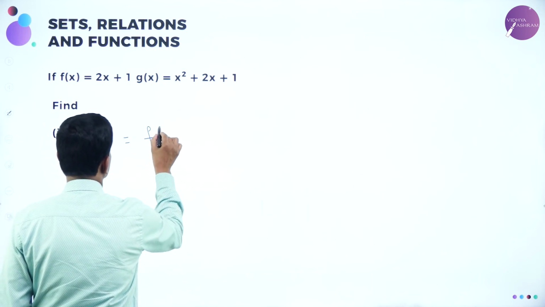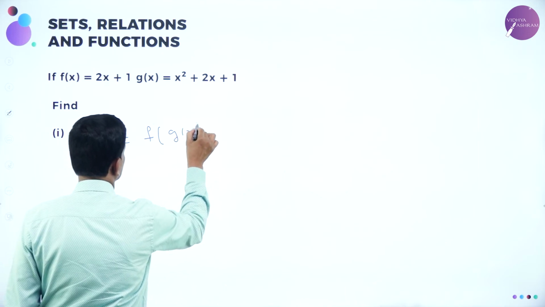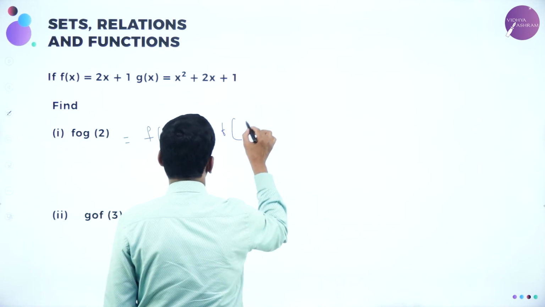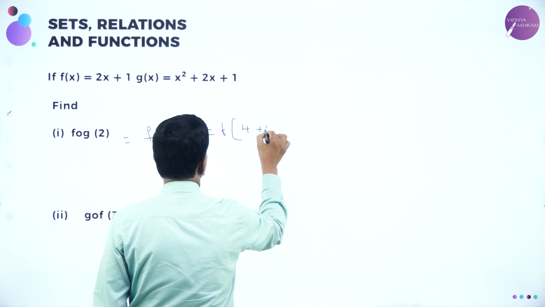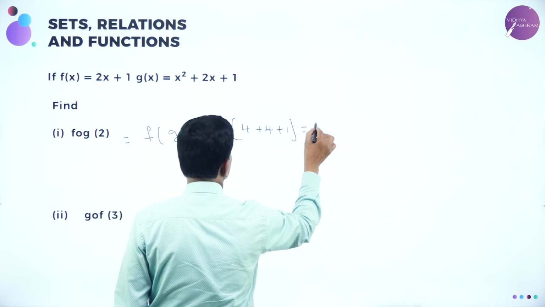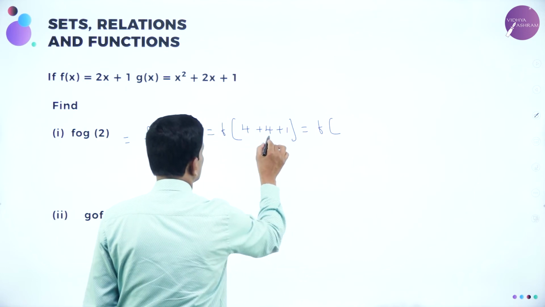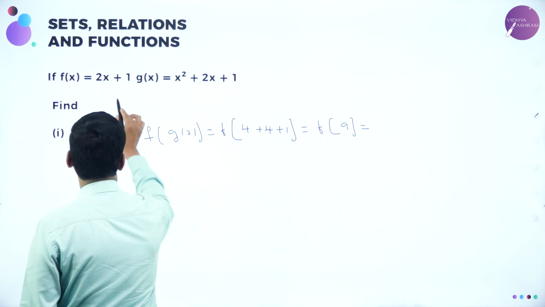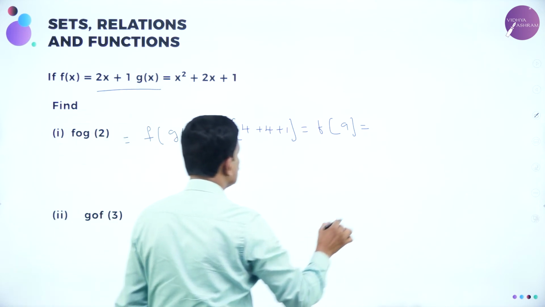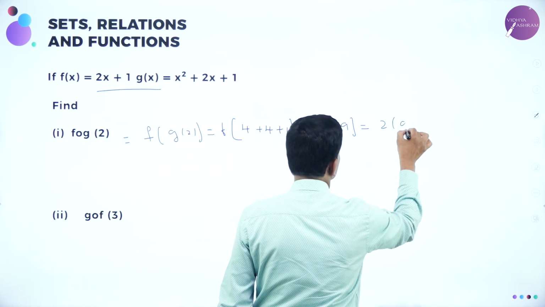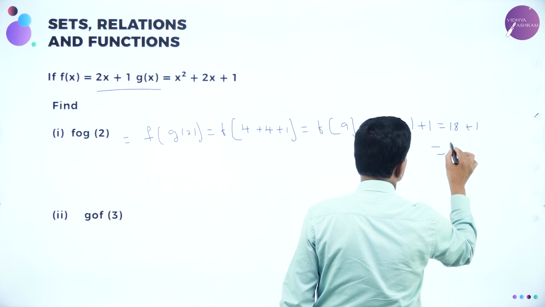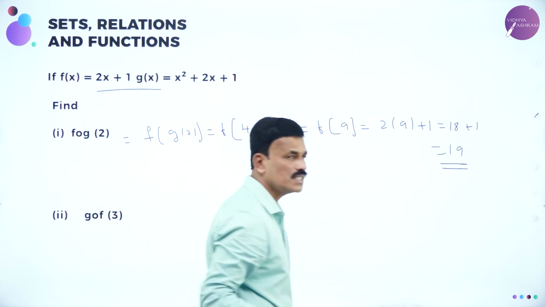F naught g of x is f of g of x. Just put x is equal to 2. 2 square is 4, plus 2 into 2 is 4, plus 1. That is f of 4 plus 4, 8 plus 1 is 9. F of 9. Since f of x is 2x plus 1, substitute x is equal to 9. 2 into 9 plus 1, that is 18 plus 1 is equal to 19. The first answer is 19.